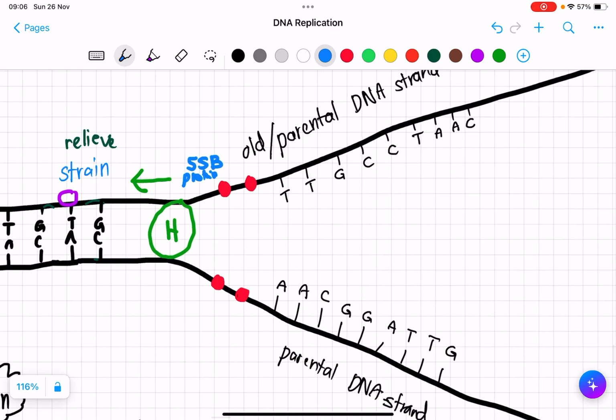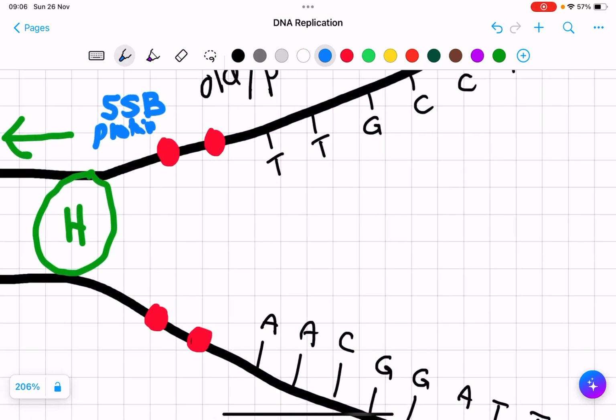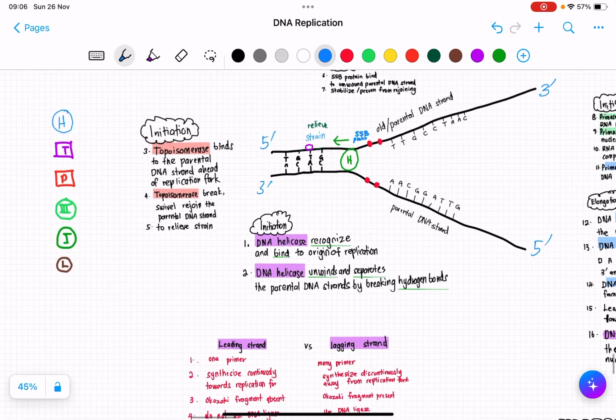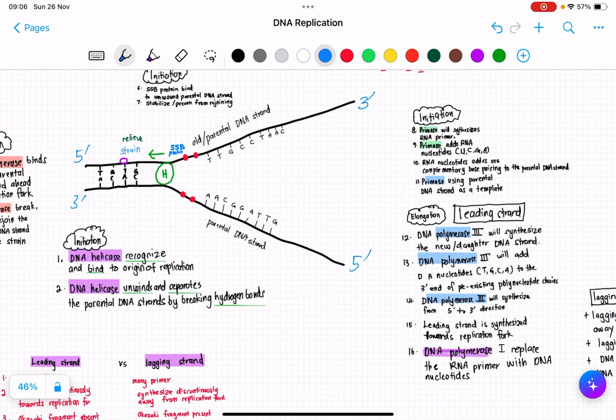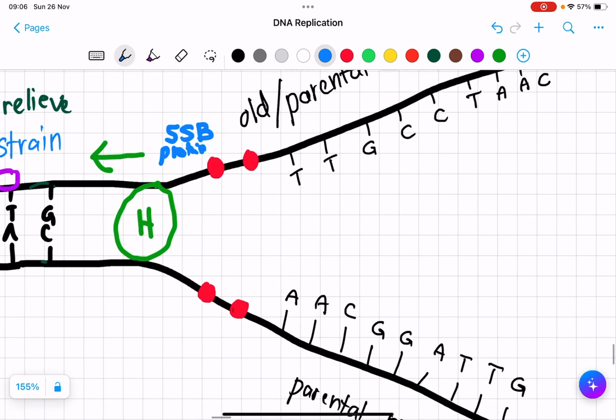So bila dia duduk kat situ ada banyak lagi lah. Saya just lukis a few of SSB protein, single strand binding protein. So ayat dia ada dekat... I forgot to write the sentence. So basically that's what happened.